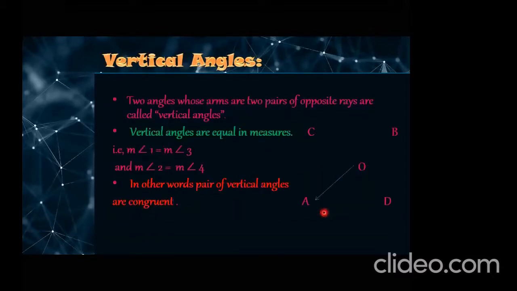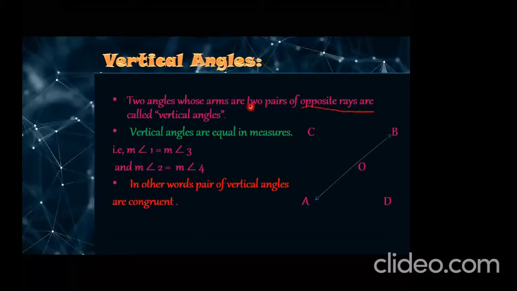Now, vertical angles. What are vertical angles? Two angles whose arms are two pairs of opposite rays are called vertical angles. Now, let's consider this figure. This is ray OA. This is ray OB. So this is the first pair of opposite rays.